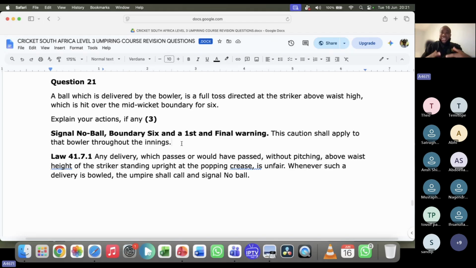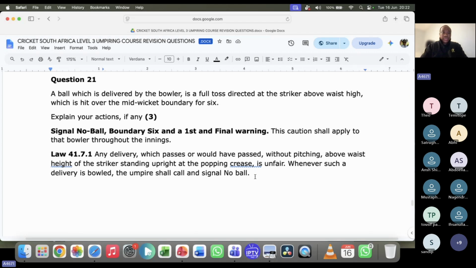Body language and the signals that you make help everybody who can't hear you to understand if you are giving a first and final warning or if you're not. And if you're not, this will show them why. So to complete the law, any delivery which passes or would have passed without pitching above waist height of the striker standing upright at the popping crease is unfair. And whenever such a delivery is bowled, the umpire shall call and signal no ball. Okay.